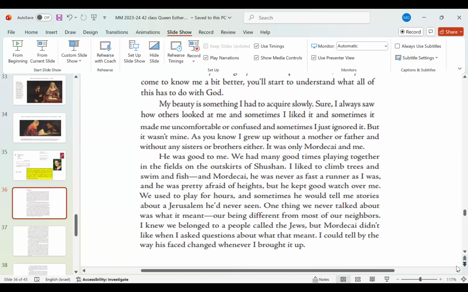But it wasn't mine. As you know, I grew up without a mother or father, and without any sisters or brothers either. It was only Mordechai and me. He was good to me. We had many good times playing together in the fields on the outskirts of Shushan. I liked to climb trees and swim and fish, and Mordechai, he was never as fast a runner as I was, and he was pretty afraid of heights, but he kept good watch over me. We used to play for hours, and sometimes he would tell me stories about a Jerusalem he'd never seen.